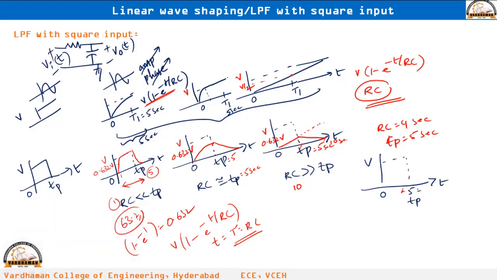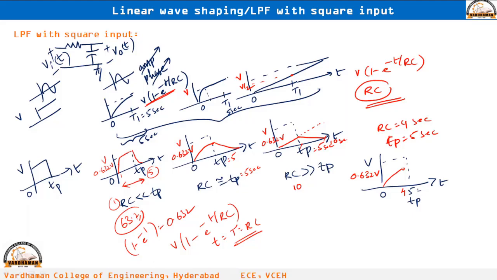RC is now 4 seconds. This is V, so 0.632 V is here. Within 4 seconds, because RC is equal to one time constant, that is equal to 4 seconds, it can reach up to 0.632 V. Okay, 0.632 V. Like this you will get.